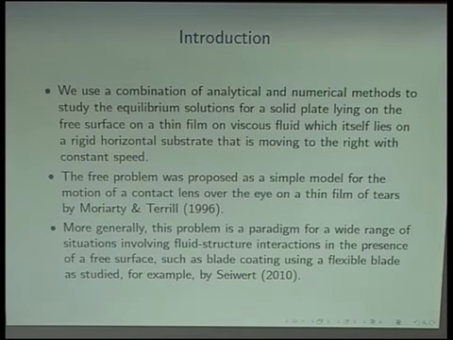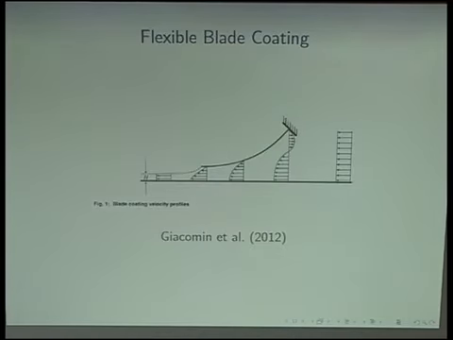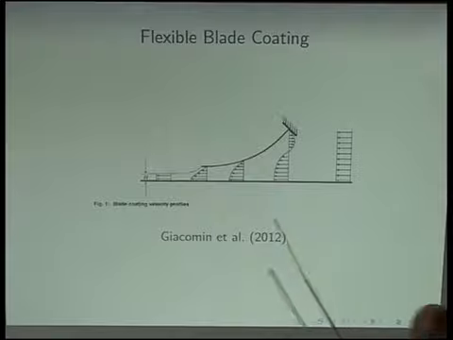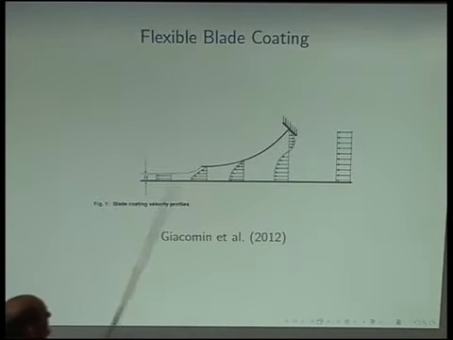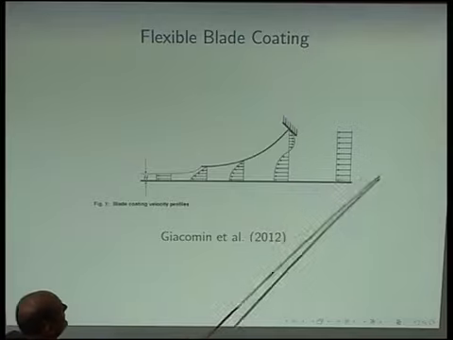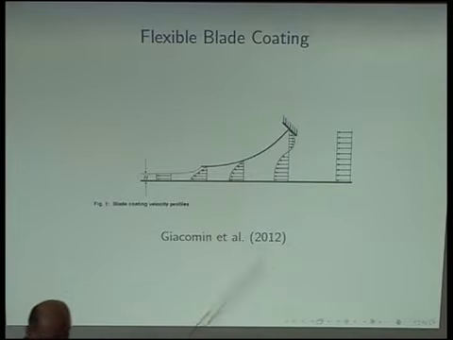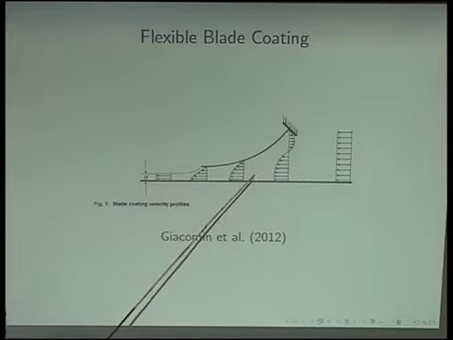Well, we got interested in it because people were doing flexible blade coating problems, and this is a picture of that here. So we're all, I guess, familiar with standard blade coating, where you have some liquid, a substrate, and some kind of blade, and as you drag the blade over the substrate or the substrate under the blade, you pull liquid through, and you end up with a liquid film here somehow on the substrate.